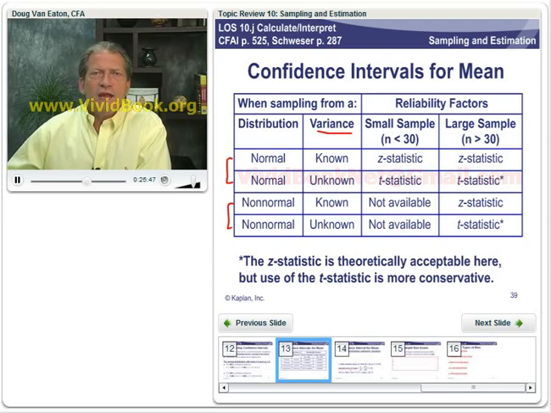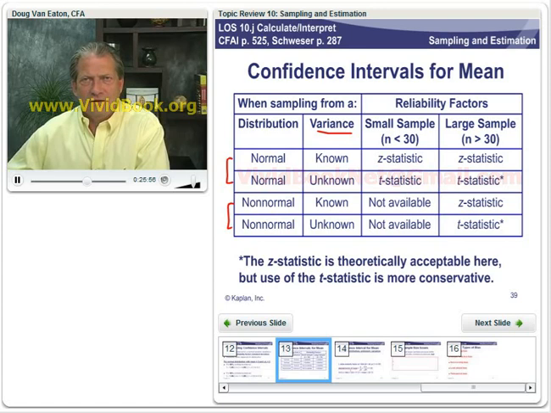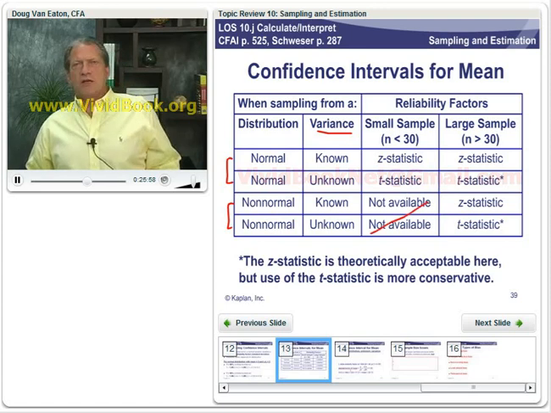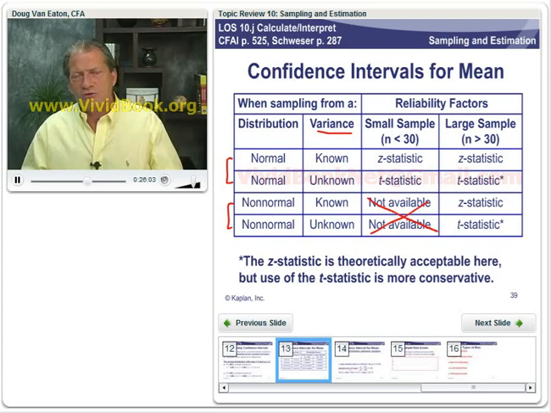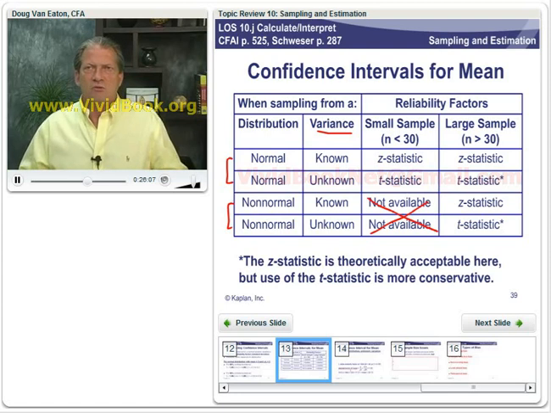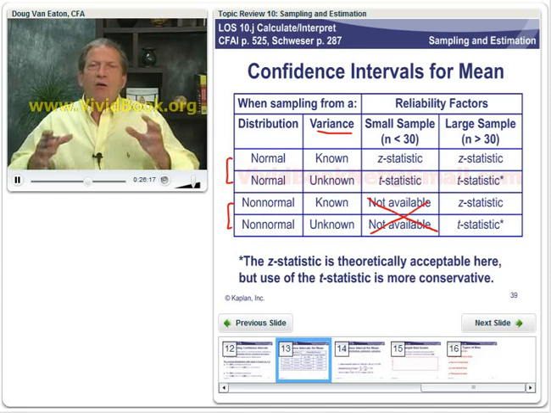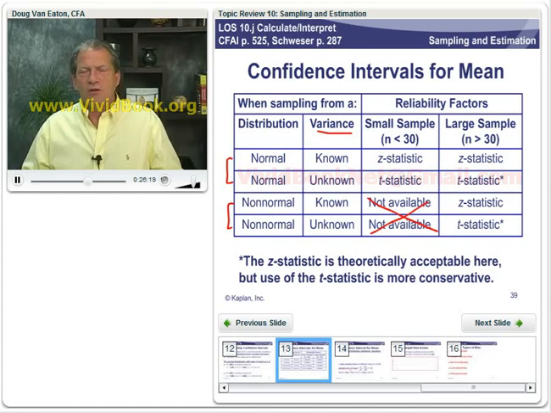Now, if we have a non-normal distribution and a small sample size, we can't say anything about anything. So that's the first thing I want you to get from this slide. If you don't know the distribution of the balls in the barrel and you've got a small sample size, 30 or less, you can't make any inferences about probabilistic statements about the mean of the balls in the barrel.